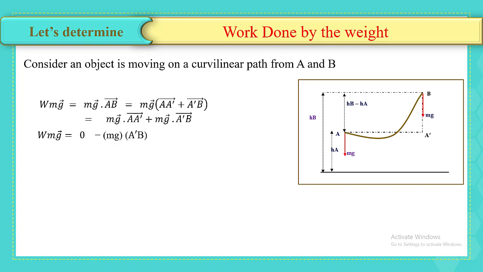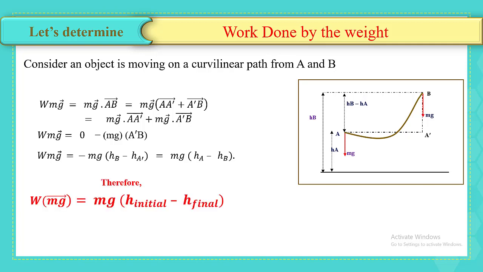But the distance A'B is equal to HB minus HA, so the expression of the work of the weight becomes minus mg (HB minus HA). We introduce the minus sign into the parentheses and the expression becomes mg (HA minus HB). But A is the initial position and B is the final position. Therefore, the expression of the work done by the weight is equal to the weight times the initial height minus final height.